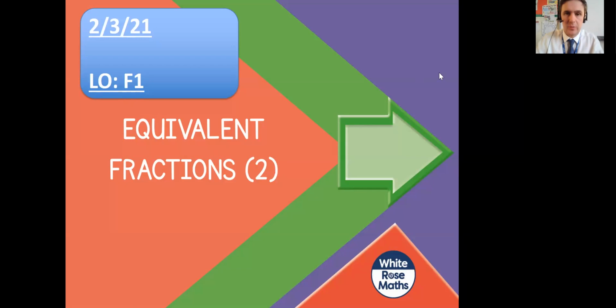Today we are carrying on with fractions, and we're carrying on with our equivalent fractions that we looked at yesterday. Remember, an equivalent fraction is a fraction that has the same amount, same value. Okay, it means the same thing. The analogy I gave you in the last lesson was bonjour and hello. They both have the same meaning, just in different languages.